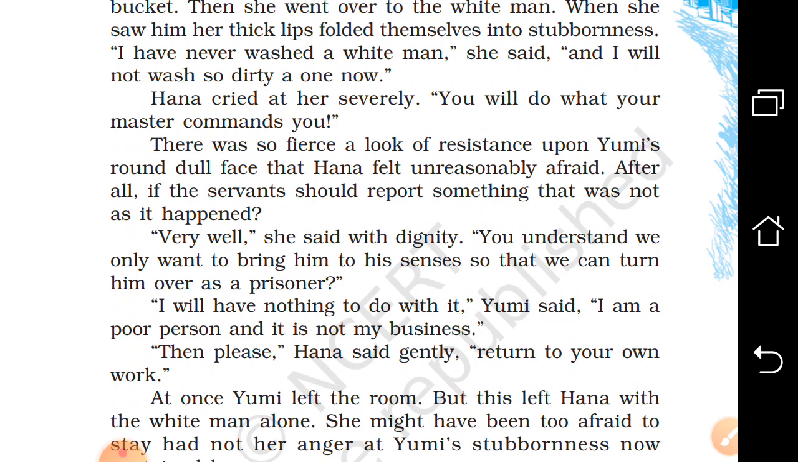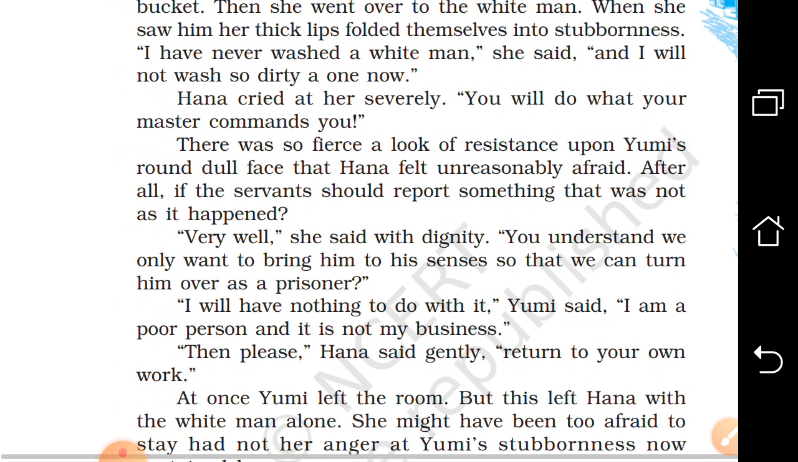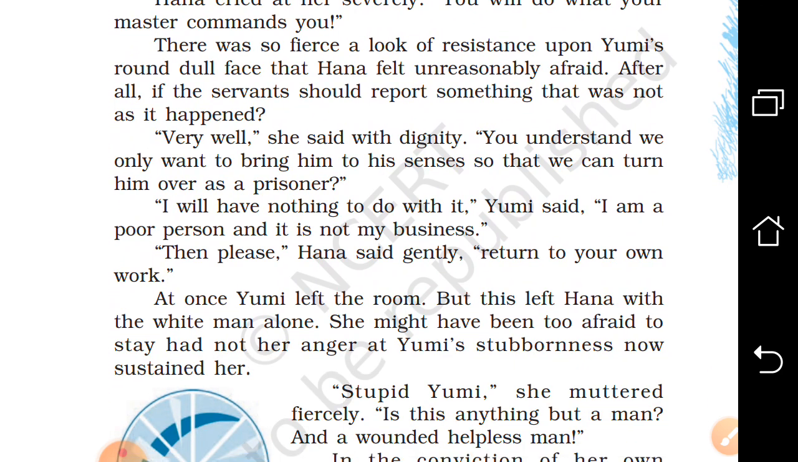"I am a poor person and it is not my business." This is what she said. She was spared. "Then please," Hannah said gently, "return to your own work." In that case, go back and look after the children. At once, Yumi left the room, but this left Hannah with the white man alone. She might have been too afraid to stay had not her anger at Yumi's stubbornness now sustained her.